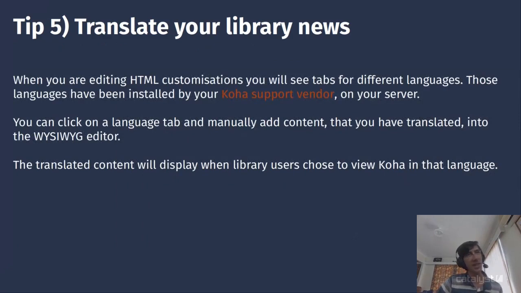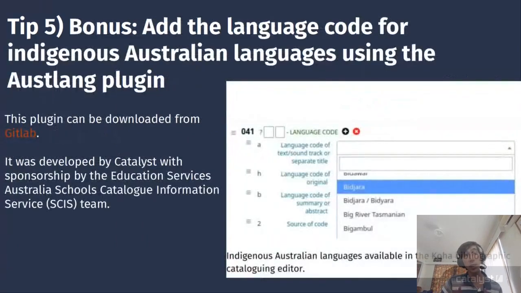One other thing that's a nice bonus tip as far as translating and nice enhancements within Koha is we wrote, alongside Education Services Australia's Schools Catalogue Information Service, the SCIS team at Education Services Australia, a plugin called the AustLang plugin, which enables you to add content. If you have resources in your library in Indigenous Australian languages, you can now add the language code for that. So we can see here with the plugin installed. So I've given the link for the plugin.